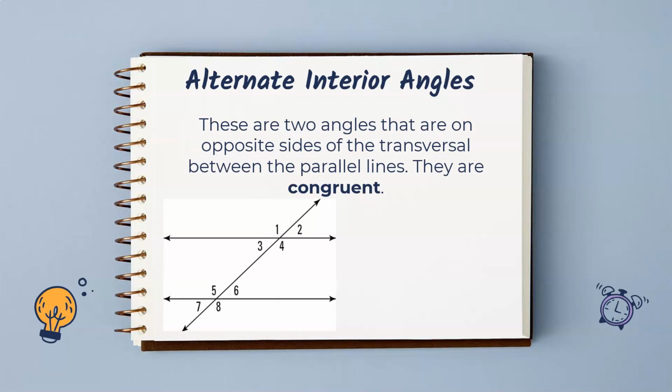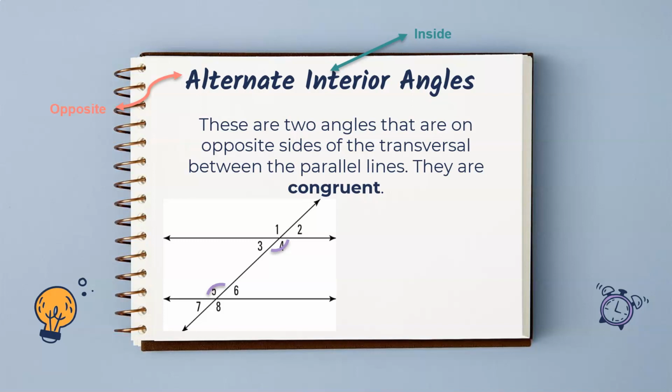My next angle pair type is alternate interior angles. These are two angles that are on opposite sides of the transversal. Remember that line that's going through the middle, between the parallel lines. They are also congruent. So the word alternate means opposite. The word interior means inside. So I'm looking for angles that are on opposite sides of the transversal inside the parallel lines. So here's an example right here.